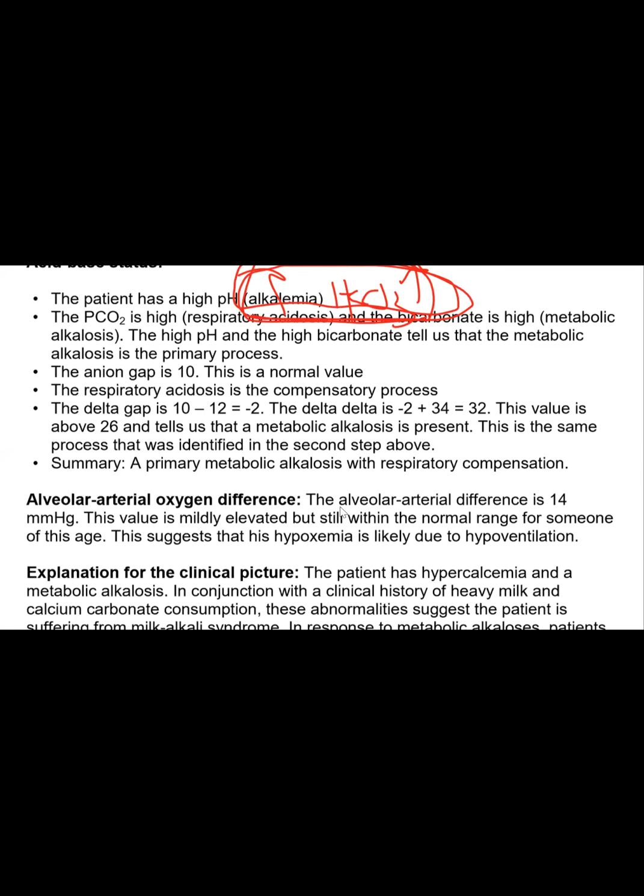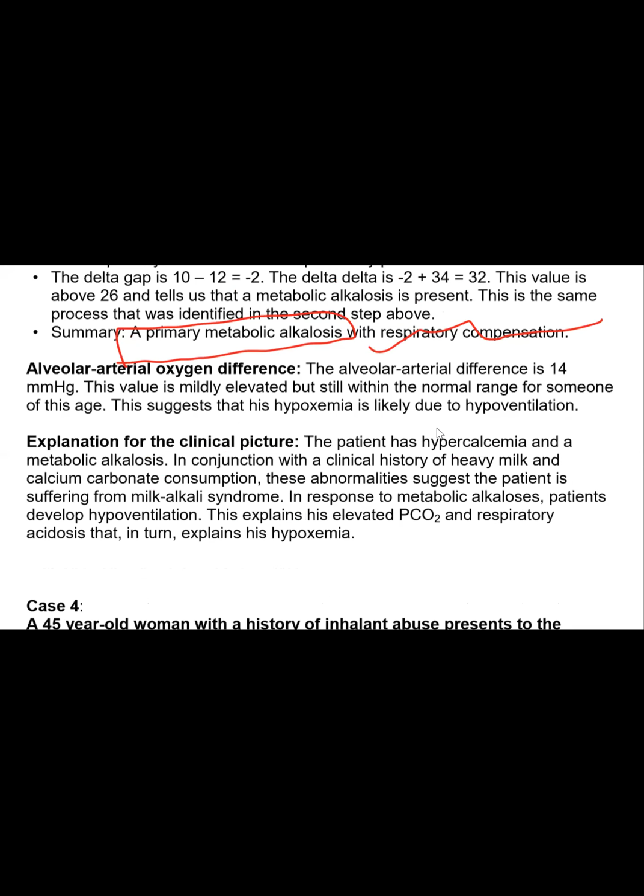Look at pH, it is 7.45, so it is normal. Why? Because the CO2 is retained, the acid retained to compensate for this alkalosis. Summary, this is a primary metabolic alkalosis fully compensated by respiratory compensation. What is the explanation? The patient has hypercalcemia and metabolic alkalosis in conjunction with a clinical history of heavy milk and calcium consumption, which suggests the patient is suffering milk alkali syndrome. This milk alkali syndrome leads to alkalosis, and the patient develops hypoventilation to compensate by retention of some acid because of this alkalosis.